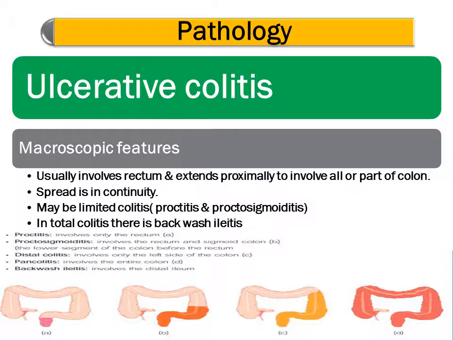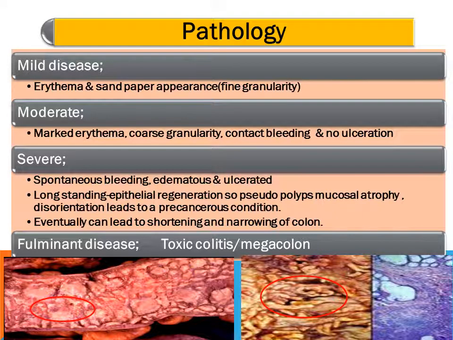First we will see the macroscopic features in ulcerative colitis. Usually it involves the rectum and extends proximally to involve all or part of the colon. Spread is in continuity, and may be limited to proctitis or proctosigmoiditis only. In total colitis there is a backwash ileitis. If the disease is mild, there is erythema and sandpaper appearance, with a fine granularity. In the moderate there is marked erythema, coarse granularity and contact bleeding, and no ulceration.